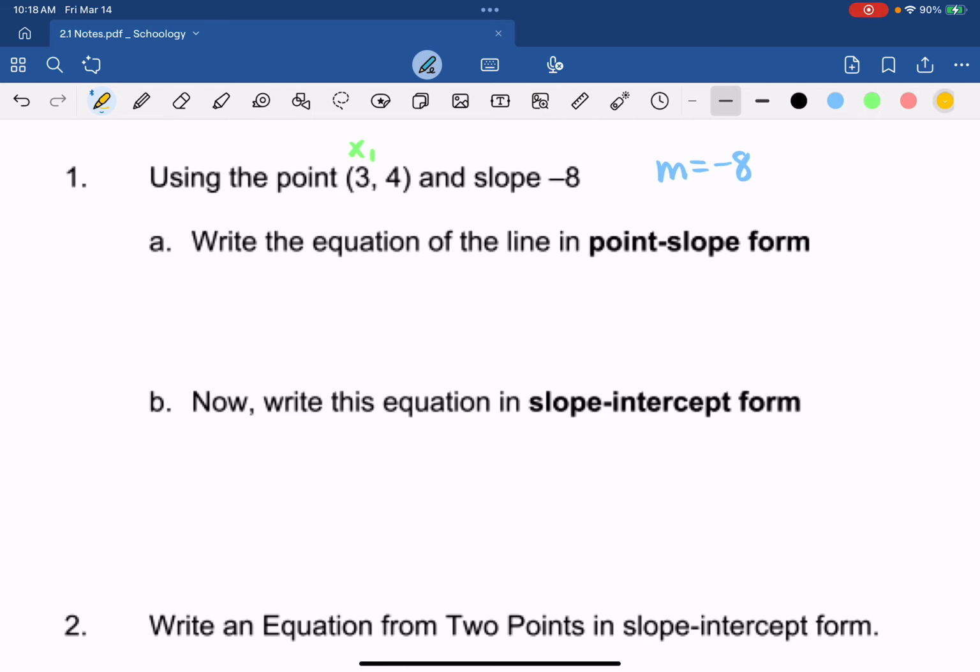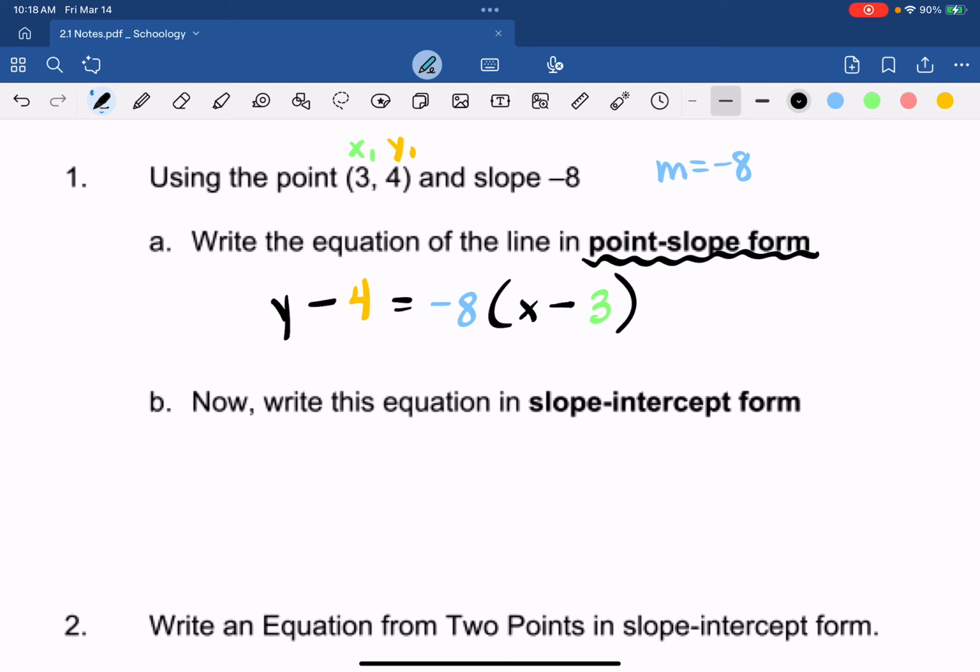Here's an X1, Y1. When I go to write my equation, I know that Y comes first, minus my Y1 value, which is 4, equals my slope of -8, parenthesis X minus my X value of 3. And that's in point slope form, right?